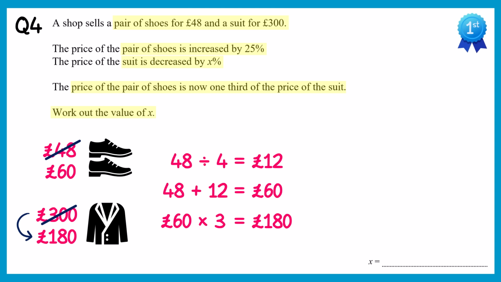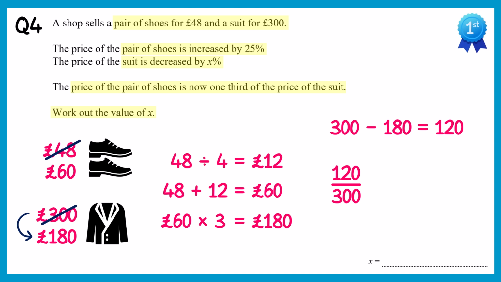To do this, we first of all work out the difference between the two prices. So 300 subtract 180, which is 120. So we know the suit has decreased by £120, but we need to work out what percentage this represents. To do this, we take the £120 and express it as a fraction over the original price, which was 300. So 120 over 300. And then we just need to work out what percentage this represents.